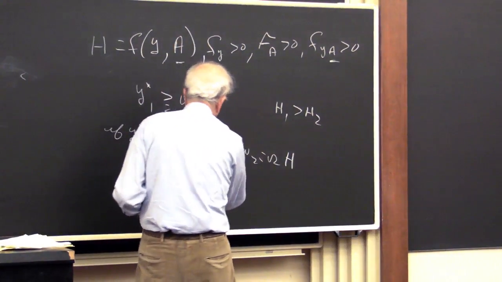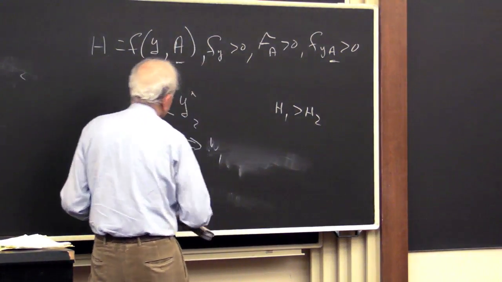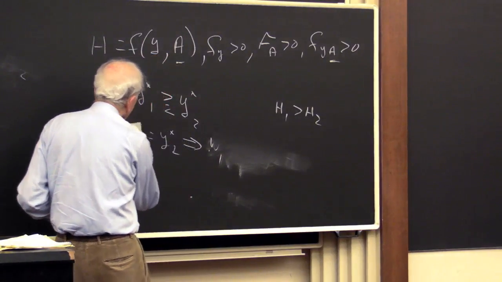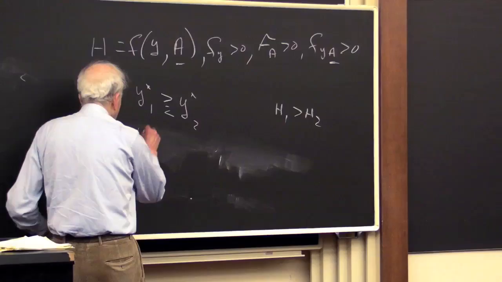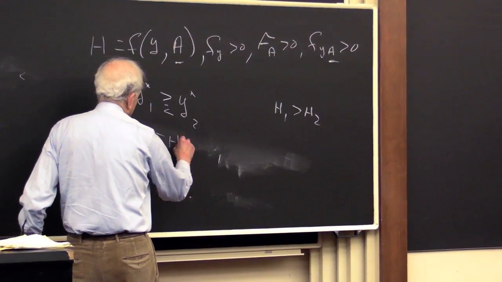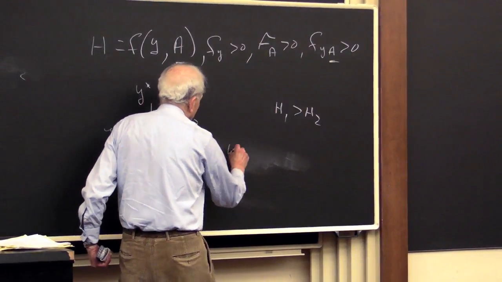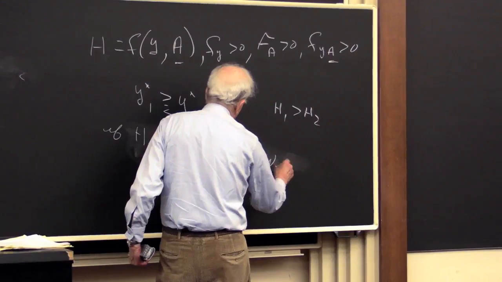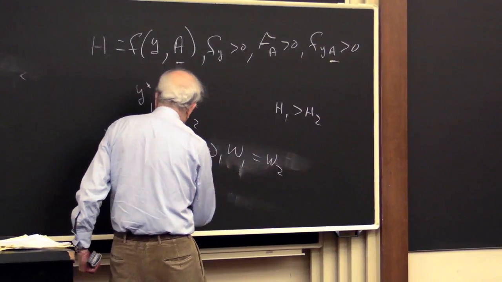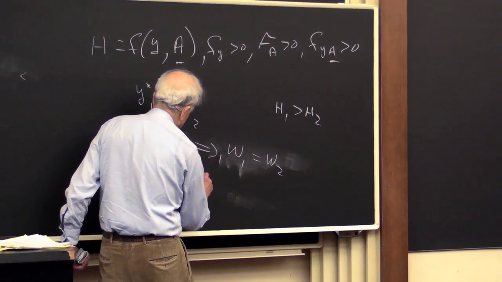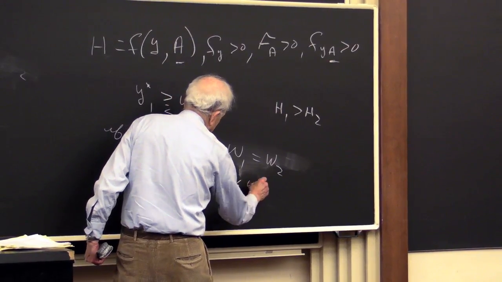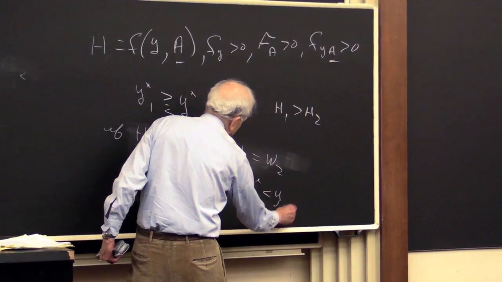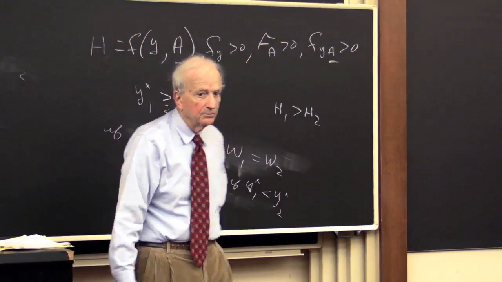What I wanted to say, and I didn't say it here, was that if, not if Y1 is equal to Y2, but if H1 is equal to H2, that implies W1 is equal to W2. That can only be possible if Y1 star is less than Y2 star, right? Good point. Glad you pointed that out.